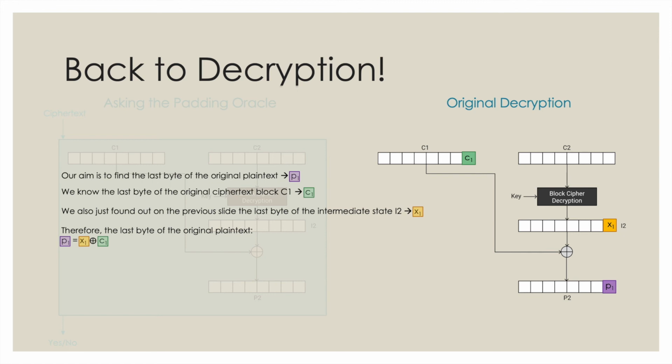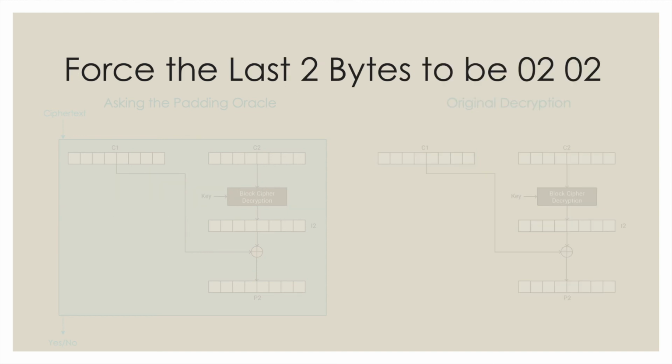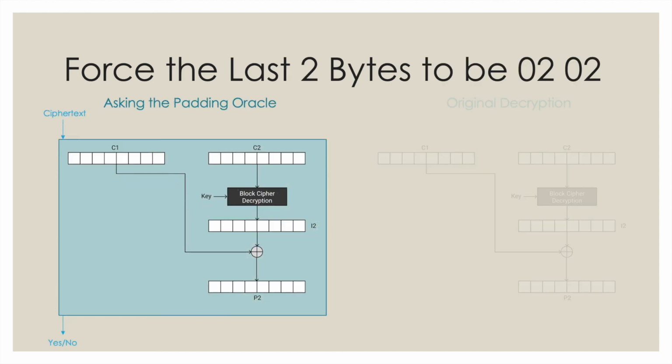well. Back to the padding oracle scenario. We now want to force the plaintext to have 0202 for the padding, which is valid padding according to the PKCS#7 standard. Once again, we're going to keep C2 unchanged and make changes to C1. We're only concerned with the last two bytes of the intermediate state. Let's label them as X1 and X2. We already found the value of X1, as was covered in the previous two slides.